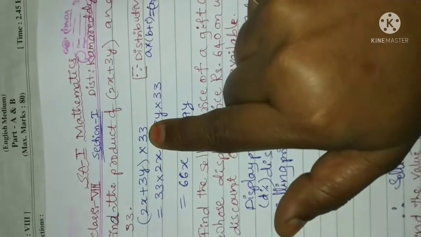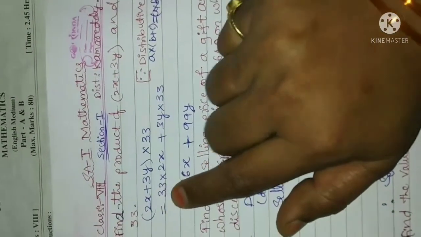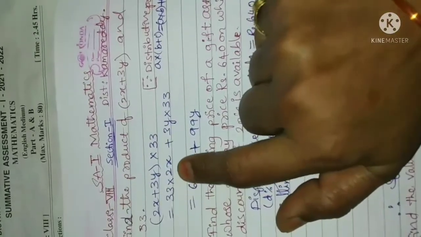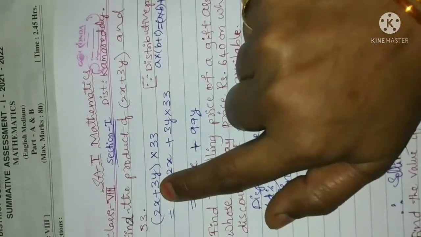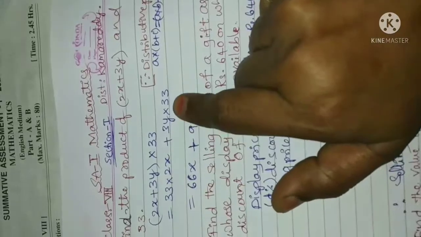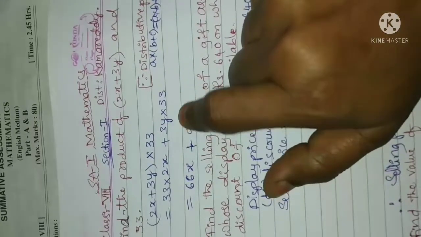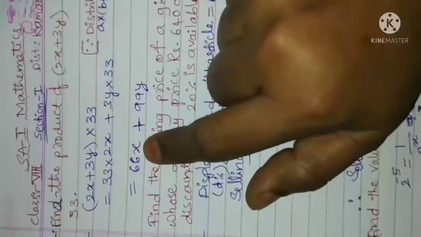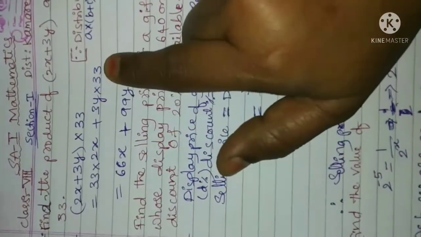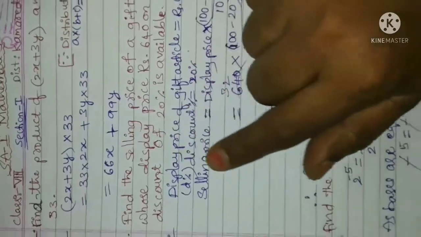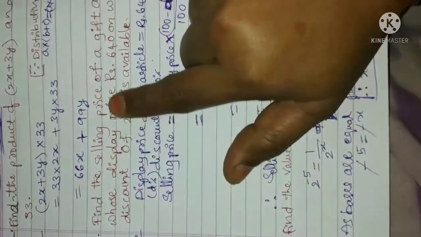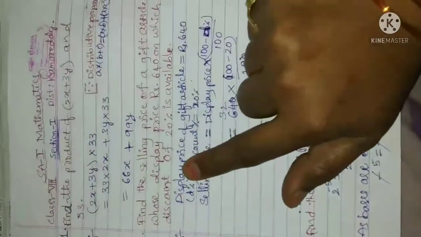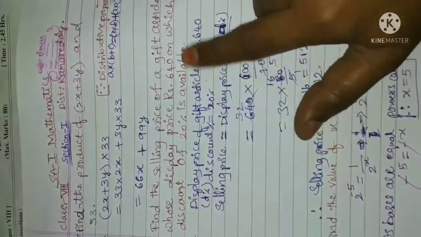This 33 can be multiplied to both terms 2x and 3y. 33 into 2x plus, as it has a plus sign here, 33 into 3y. So it becomes 33 into 2x, it is 66x, plus 3 into 33, 99y. It is the answer.